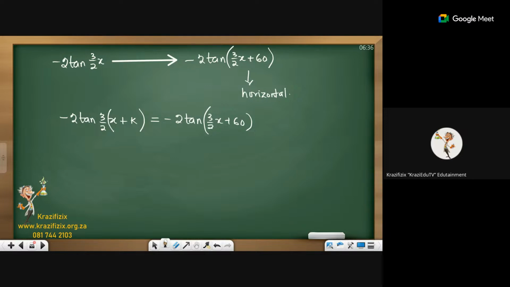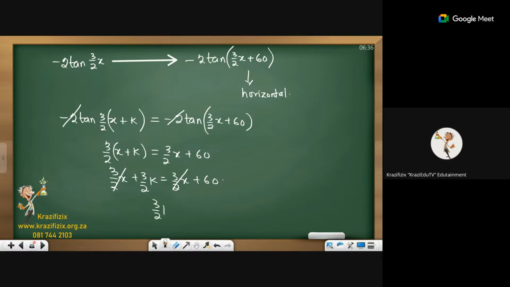All right, do you notice that the negative 2 can then go? It therefore means x plus k should be equal to 3 over 2x plus 60. Let's simplify. x plus 3 over 2k. So 3 over 2 k equals 60, and that should give us k equals 40. Oh, beautiful.